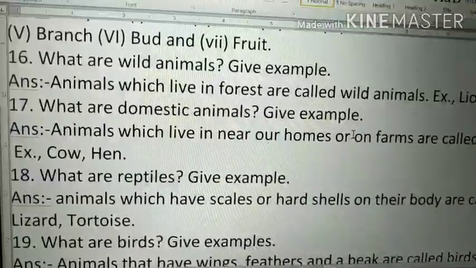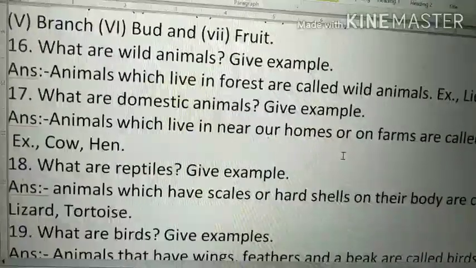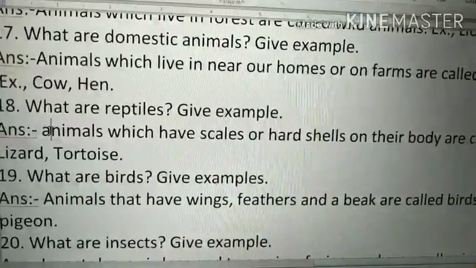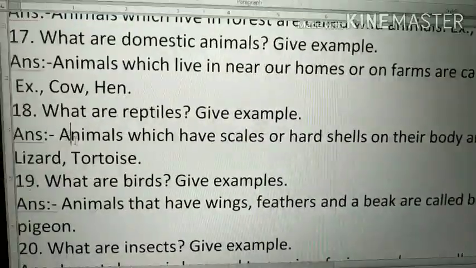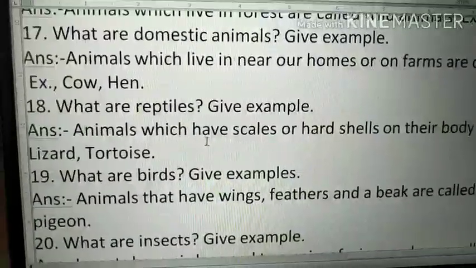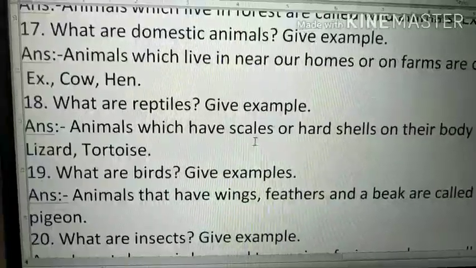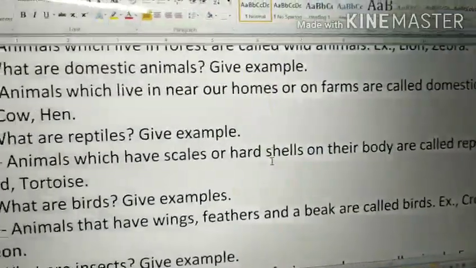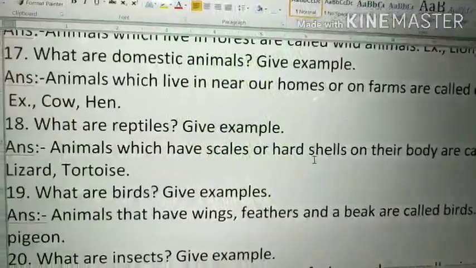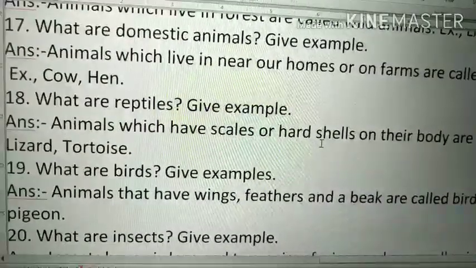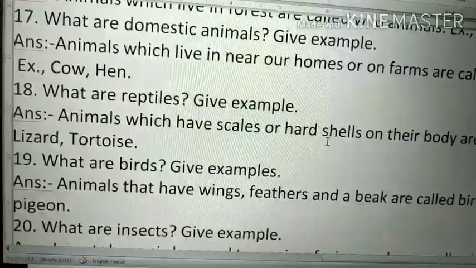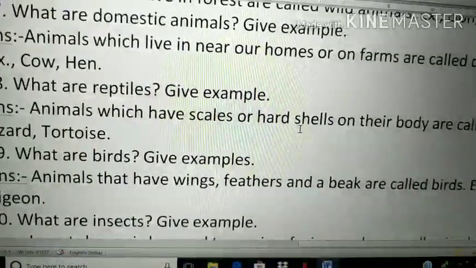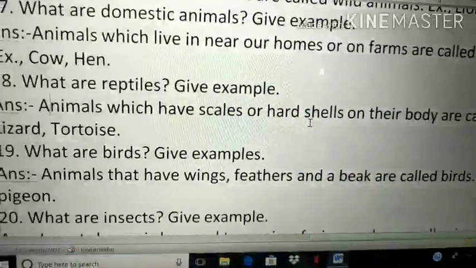Question 18. What are reptiles? Give example. Animals which have scales or a hard shell on their bodies are called reptiles. Example, lizard, tortoise. Question number 19. What are birds? Give example. Animals that have wings, feathers, and a beak are called birds. Example, crow, pigeons.